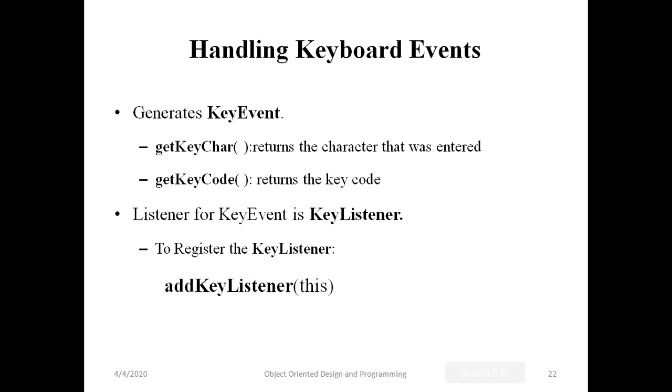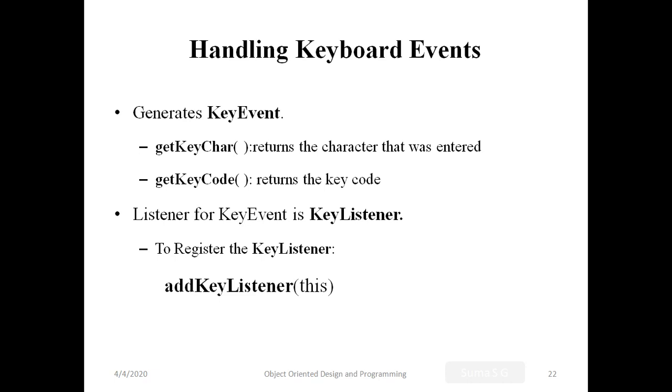There are two methods defined in this class. The first method is getKeyChar. getKeyChar returns the character that was entered using the keyboard, that is, the key that is pressed. Now getKeyCode returns an integer number, which is the value of the key pressed.